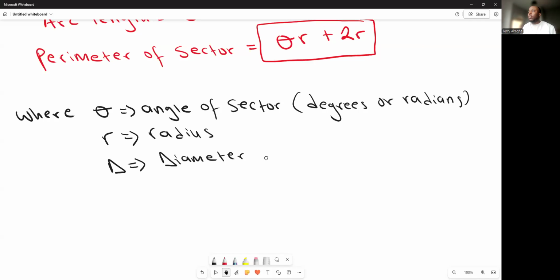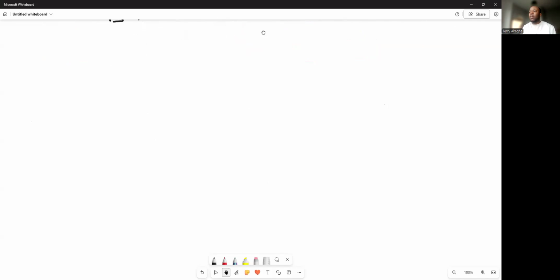All right, so let's write down the 5 steps to solve this. So how do you solve questions like this? So the 5 steps. Number 1, the first thing you have to do is find the length of the radius or diameter.